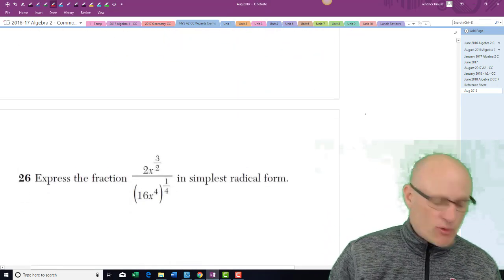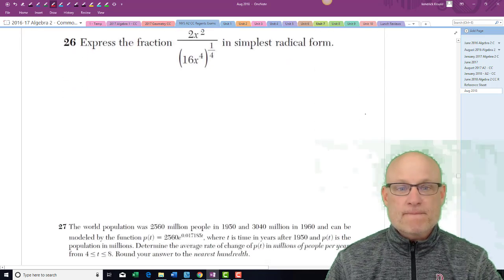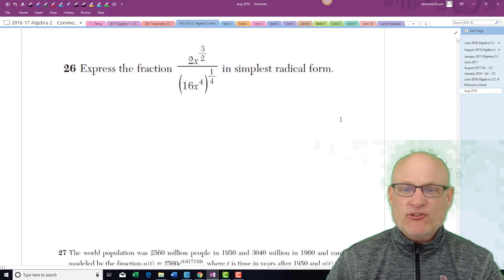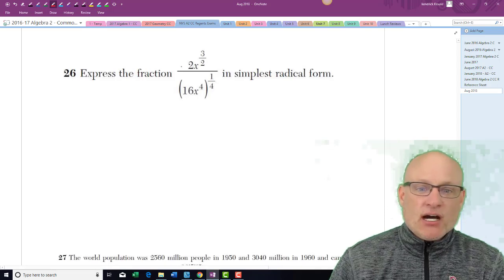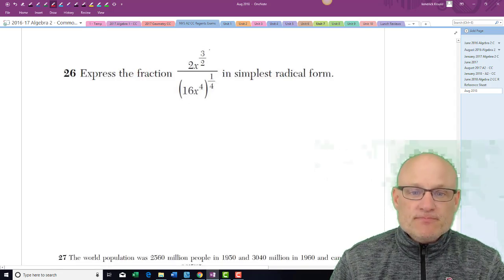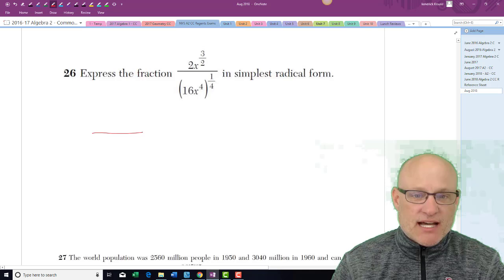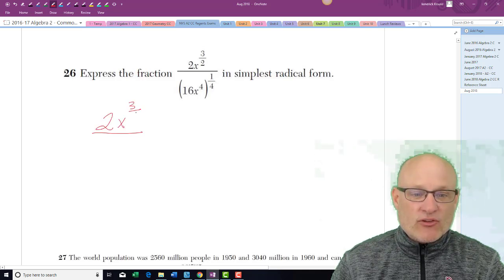Where the heck is number 2? 26, I mean. Number 26. Okay. Express the following in simplest form. So let's do this. There's really nothing to do with the top right now. You can't do anything. You really got to handle this bottom part.